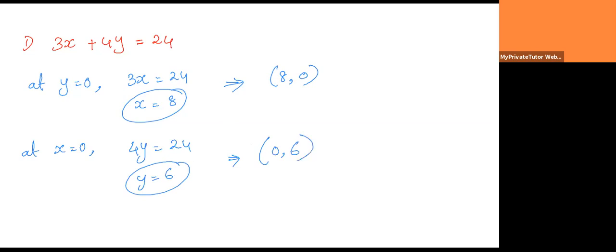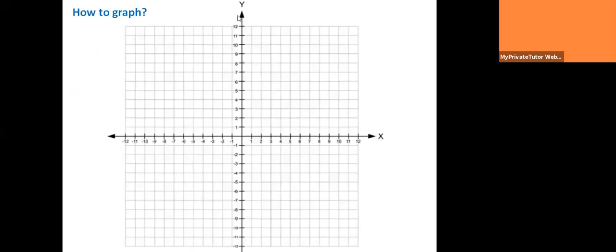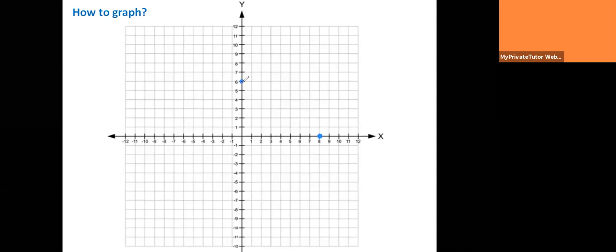So I have a dummy graph to show where it is. So what are the points we got? 8 comma 0, guys. You just mark the 8 comma 0 here. And what is another one? 0 comma 6. You just mark this one. And what do you do? You just connect the line and try to extend a bit.